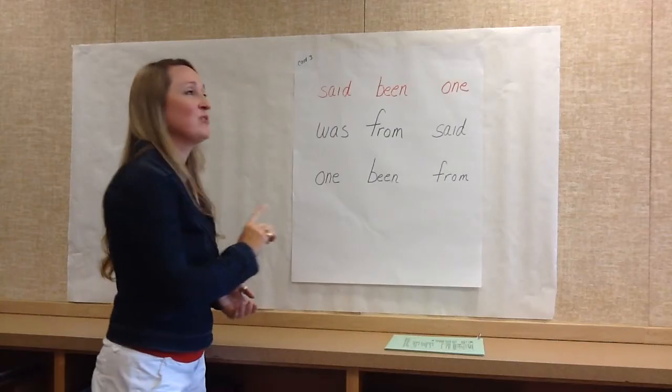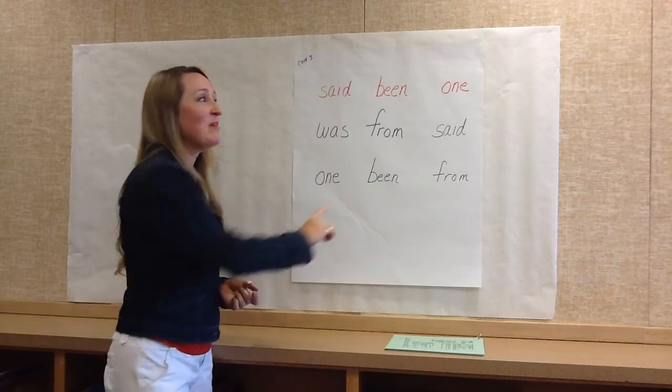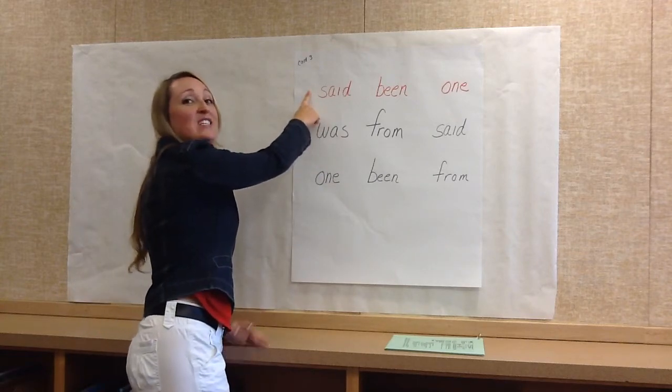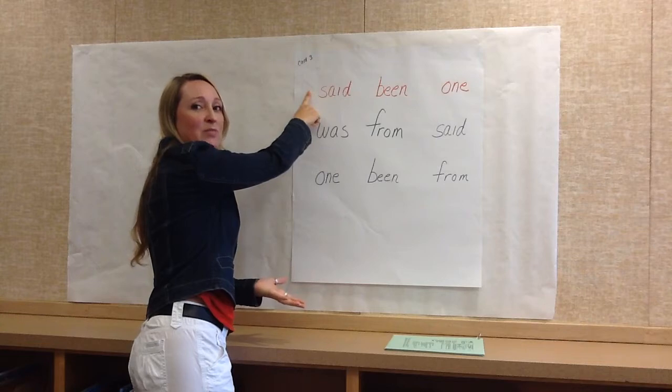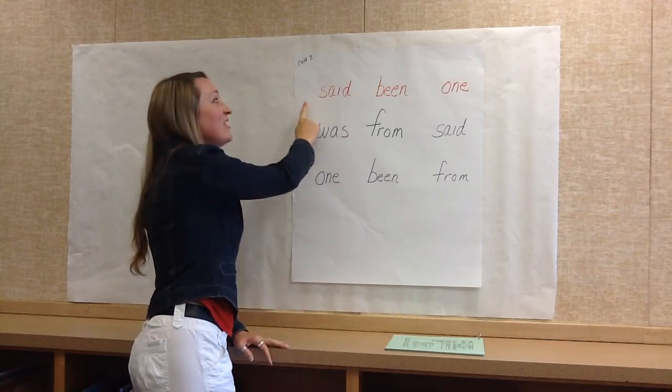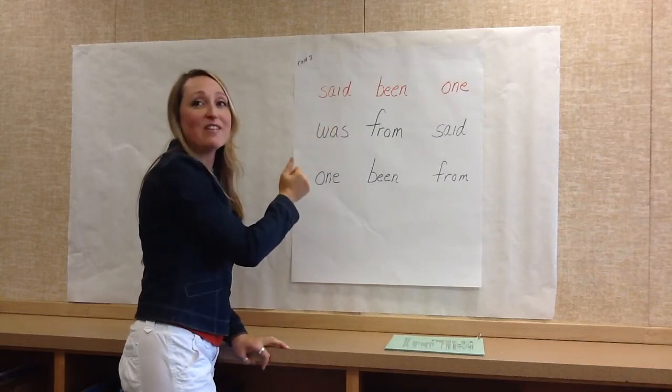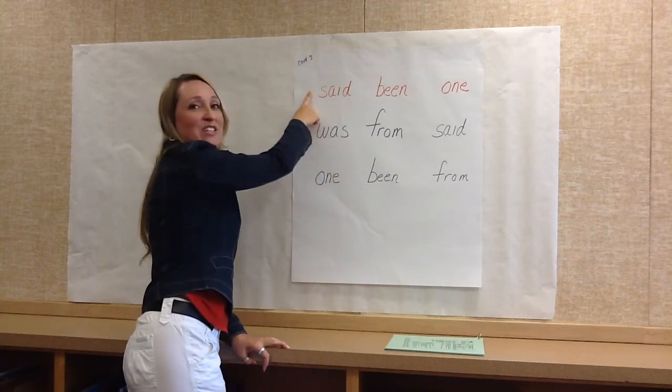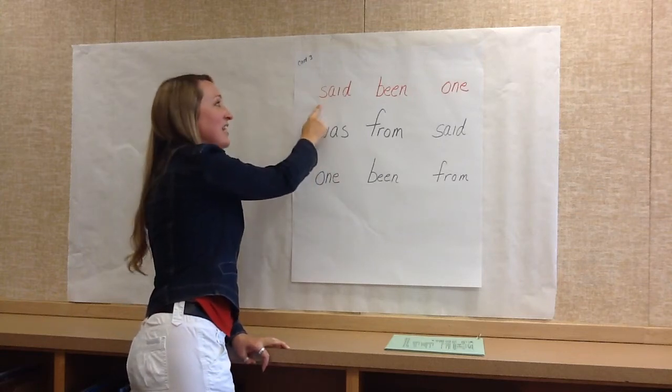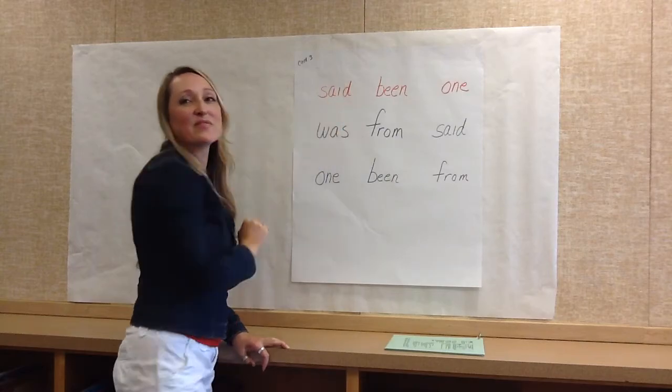On part 3, when you're doing say it, spell it, say it, you want to make sure that when you say spell, you say the word you want them to spell. If you say spell it, your 5th grader is going to spell IT. Again, you want to say spell said and have them spell said.